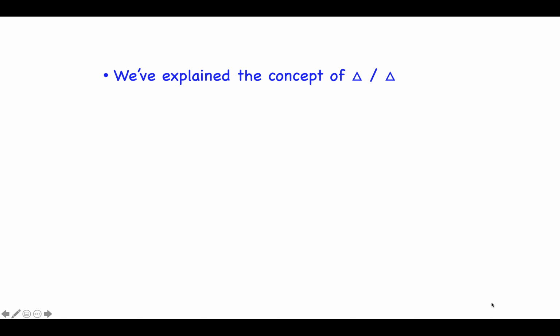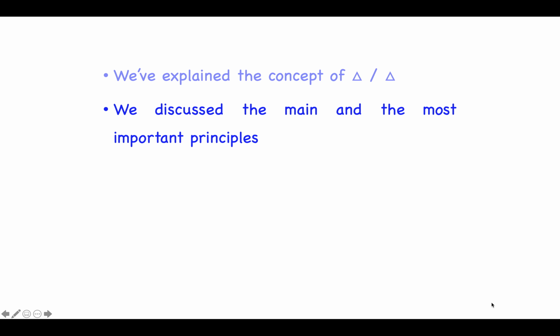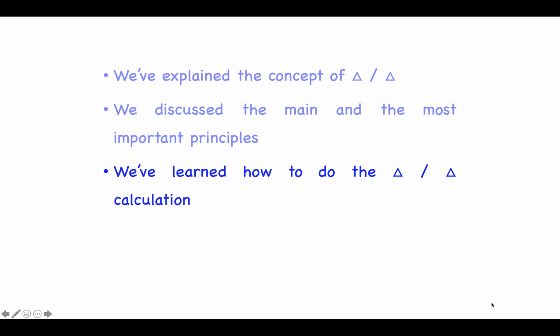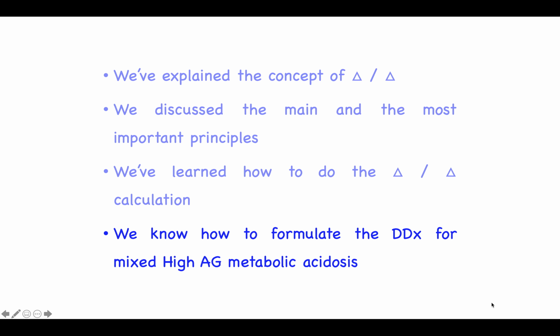Okay. Now, what we have done in this tutorial, we have explained the concept of the delta-delta. We discussed the main and the most important principles. We have learned how to do the calculation, and we now know how to formulate the differential diagnosis for mixed high anion gap metabolic acidosis. This is more than enough for the residents in internal medicine.